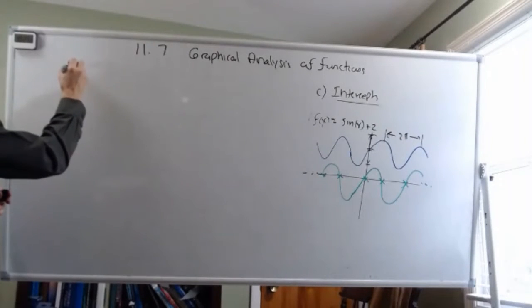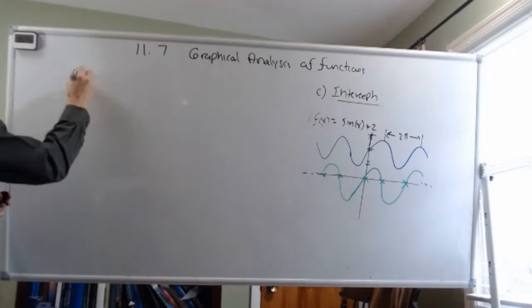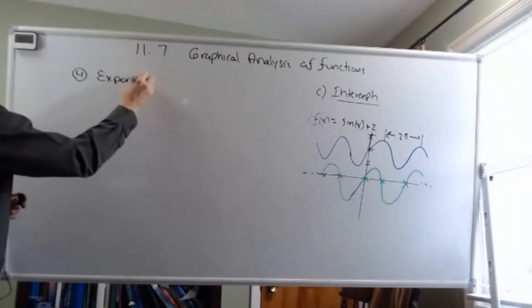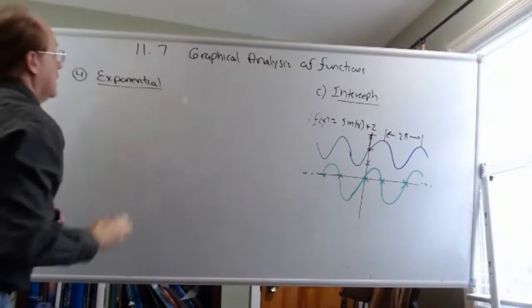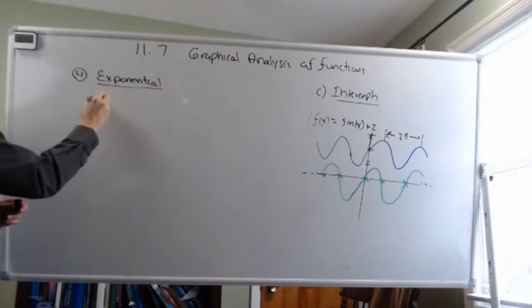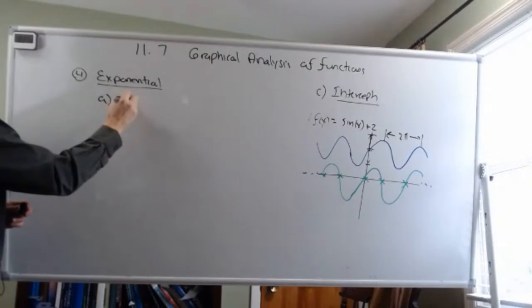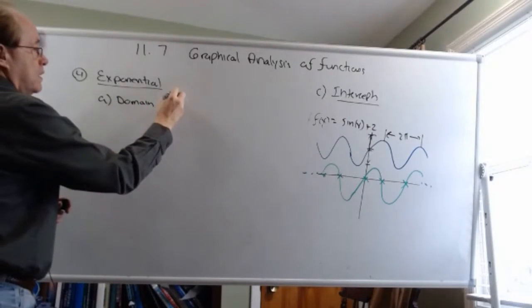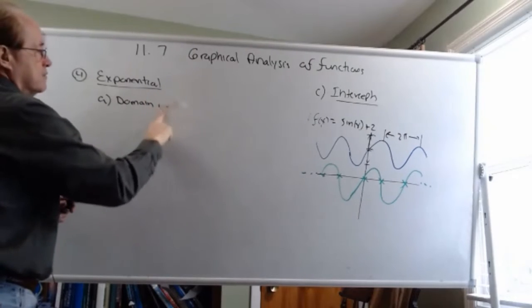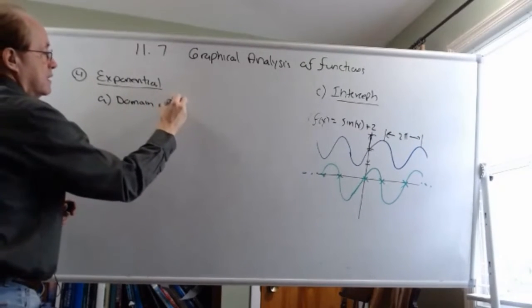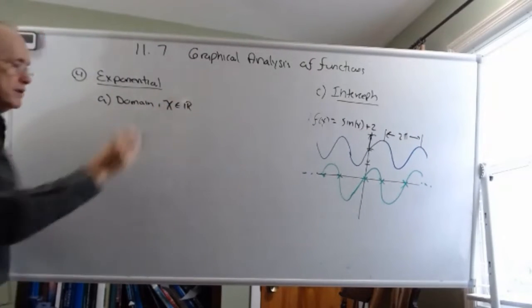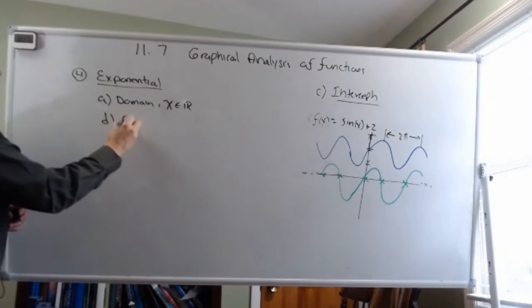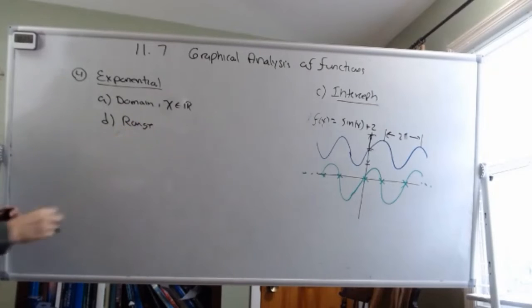So then the fourth type of functions are exponentials. And we know for those, the domain is very simple. It's all real numbers. I'll write it very simply. Any real numbers work. The range, that's a little more problematic. You have to analyze that.